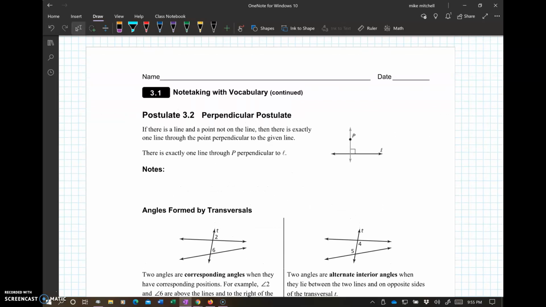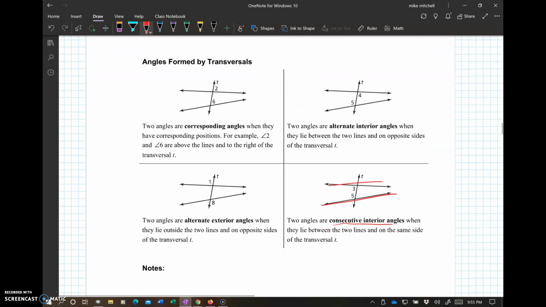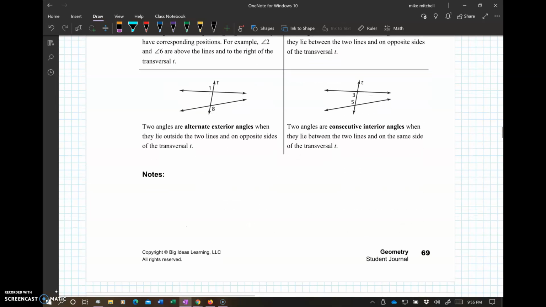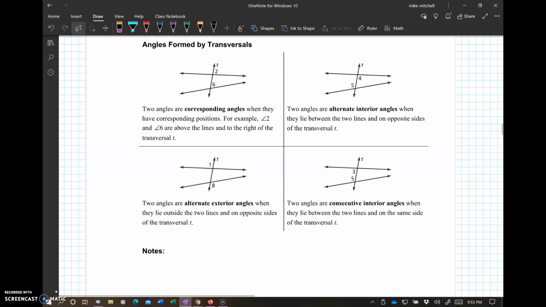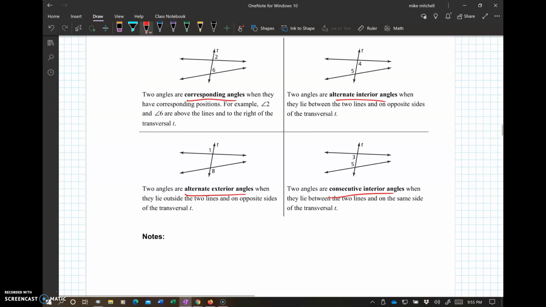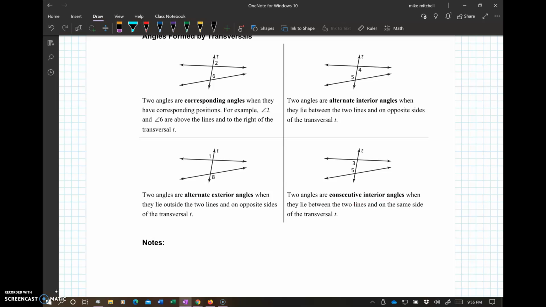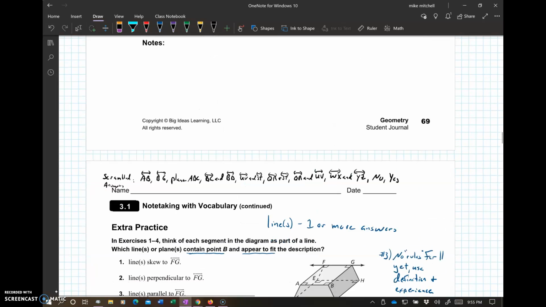Perpendicular postulate, same thing. I got a point. I got a line. Through that point that's not on the line, there's only one line that's perpendicular to that. We don't use that. Here's our angles, which we just talked about. These you really want to know. I can't emphasize how important these are. You get this section, the next two sections will be really simple. The rules are based on these angle definitions. So get those, please, please, please.